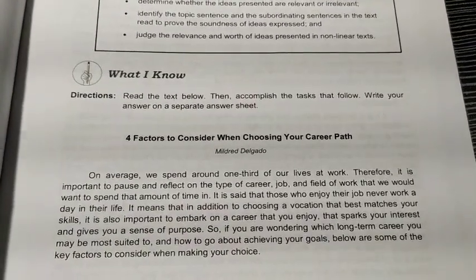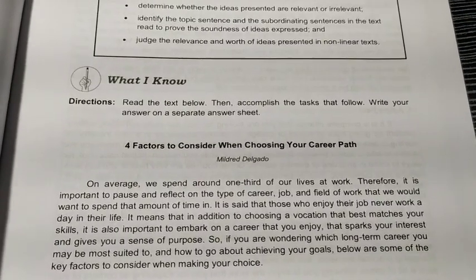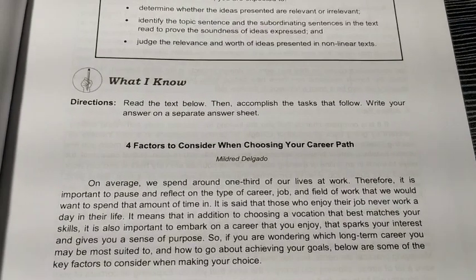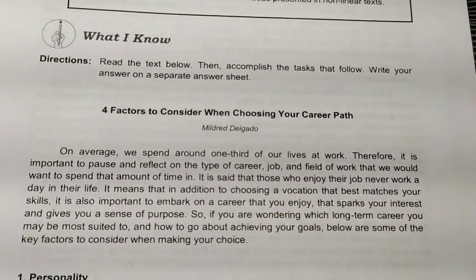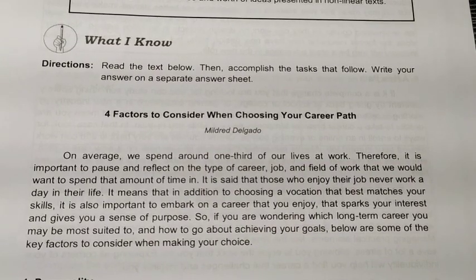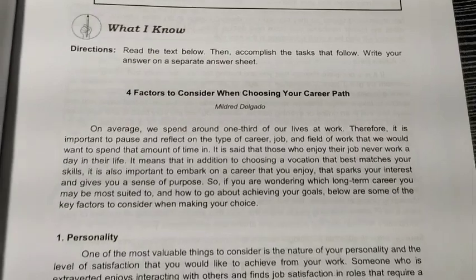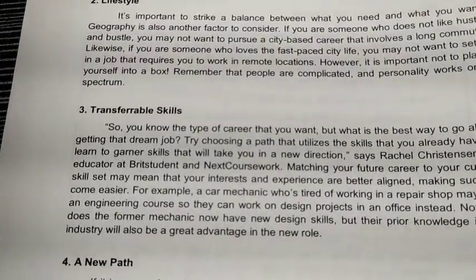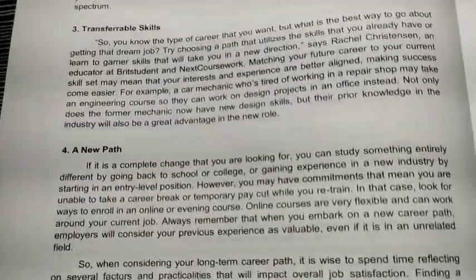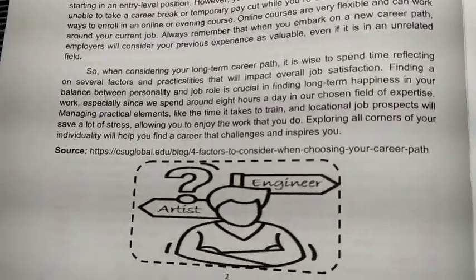So we have here in the What I Know part, we will read the text below, then accomplish the tasks that follow. Write your answer on a separate sheet of answers. So we have here a text by Mildred Delgado, entitled 4 Factors to Consider When Choosing Your Career Path. After reading that, we have the personality, the lifestyle, transferable skills, a new path. So we have here the source.